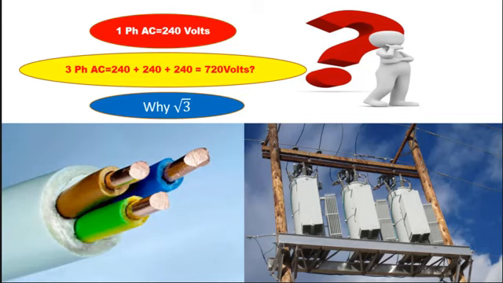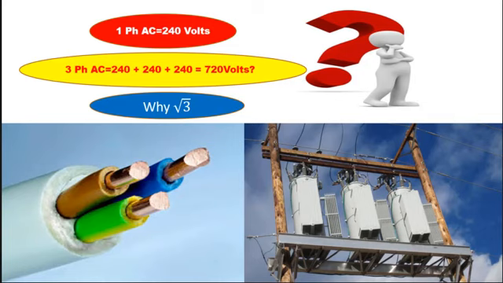Hey viewers, many of us may wonder if a single phase AC supply is 240 volt, then a three phase should be thrice of 240 volt, which is 720 volt. Similarly, for a two phase system, it should be twice of 240 volt, which is 480 volt. But we know for a two phase, it is not 480, rather it is 415 volt, which is root 3 times of 240 volt. And for three phase system, the sum is 0.